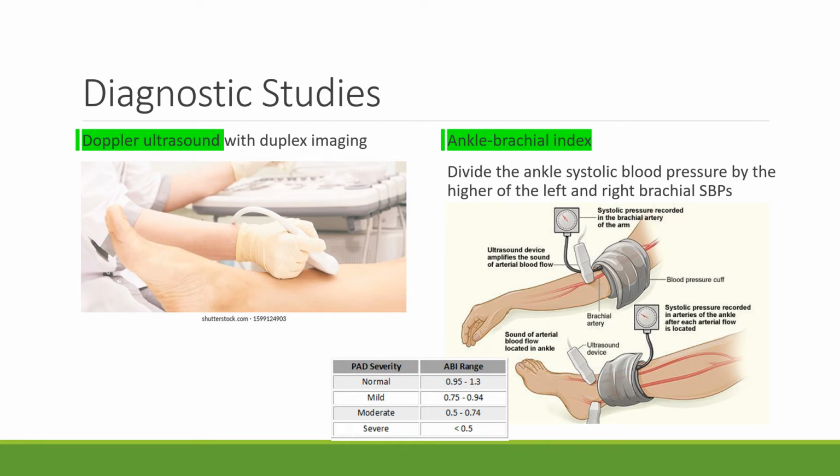Diagnostic studies for peripheral arterial disease include Doppler ultrasound with duplex imaging and ankle brachial index. Doppler ultrasound maps the blood flow throughout the entire region of an artery. When palpating a peripheral pulse is hard because of severe peripheral arterial disease, Doppler ultrasound can determine the degree of blood flow.